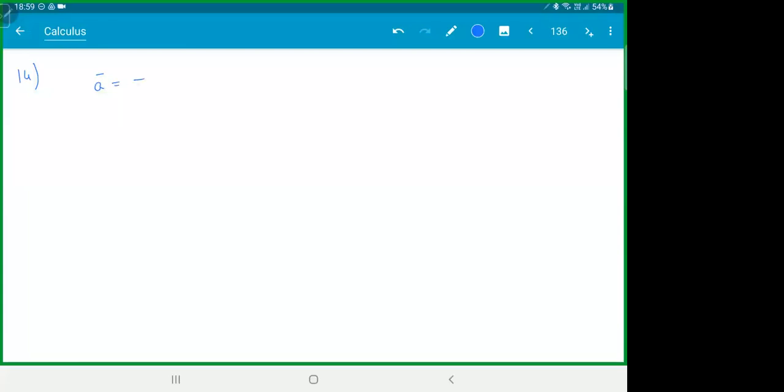Acceleration is t square I cap plus 1 by t square j cap. At t equals 0, v is 0. Find the time when acceleration is perpendicular to velocity.